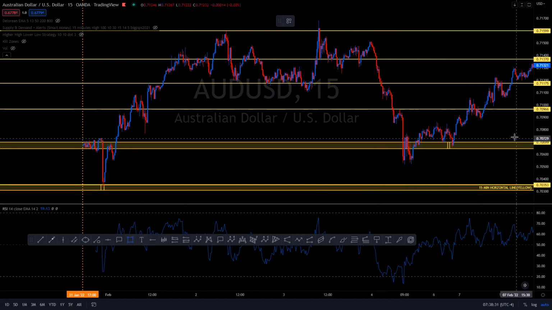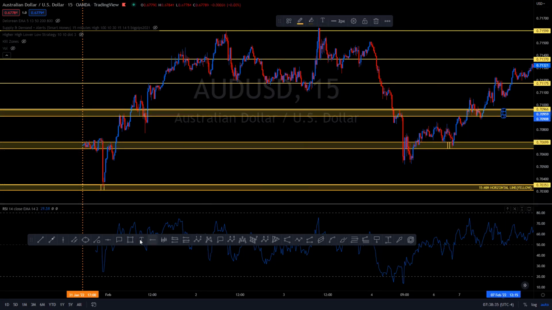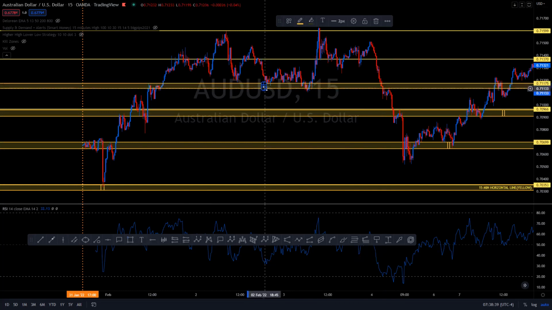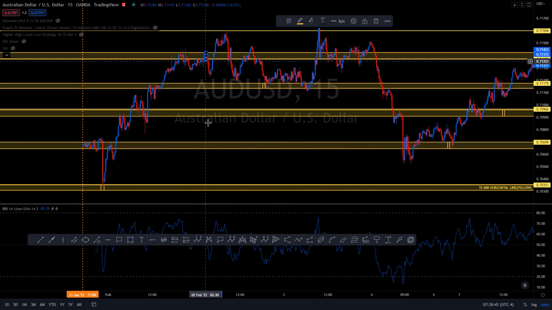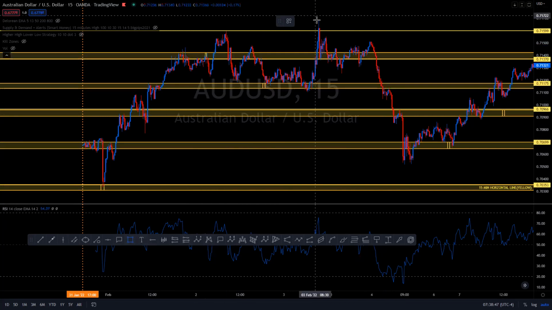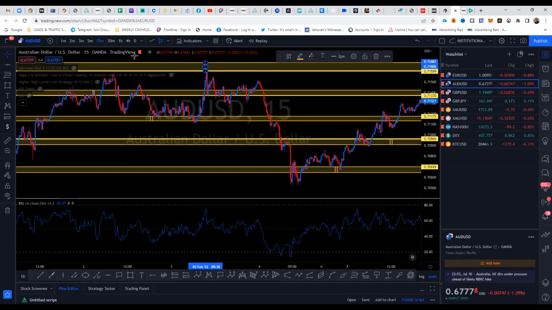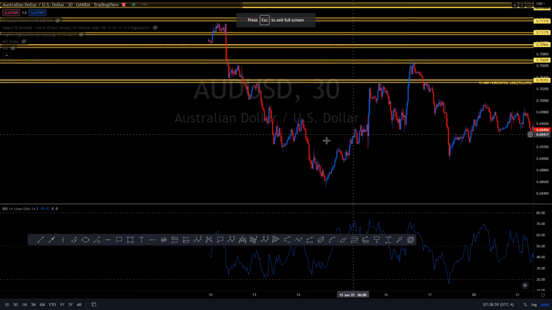You know, just marking up proper market structure so we can get an idea of exactly what areas price is respecting the most and then making a big move. That way you can get a better general idea of what price is probably going to do next. So let's move on to the 30-minute time frame, and we're going to do the same exact thing.